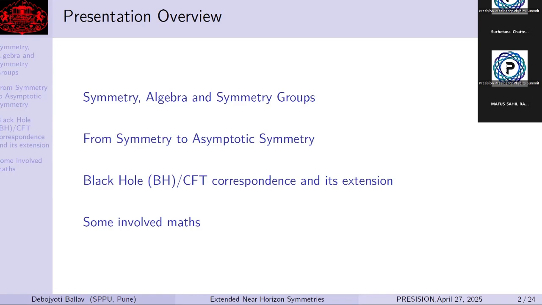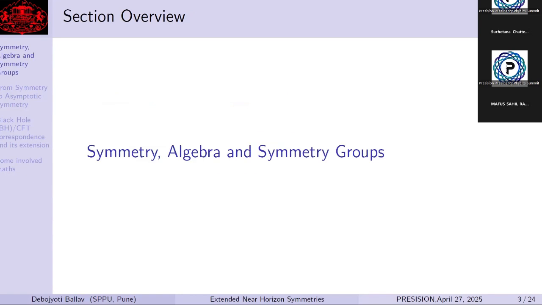So I'll introduce the symmetry algebra and groups, because we want to explain the near horizon symmetries. Then we'll talk about a transition from our usual symmetry to the asymptotic symmetry, which is the main theme of the paper. And then the asymptotic symmetry, how it applies to the black hole CFT correspondence and its extension, which is the main work of our paper. Okay, fine. So about symmetry and symmetry algebra.